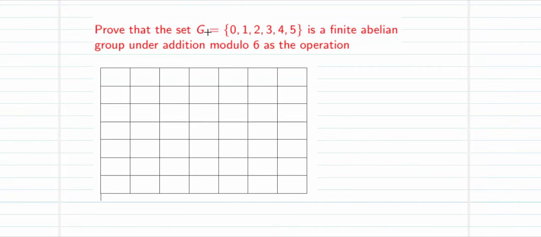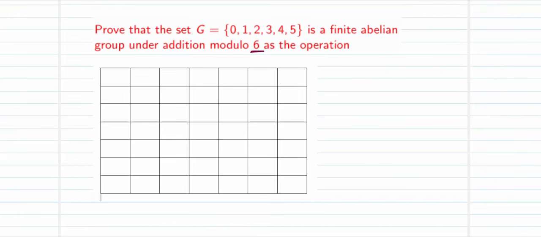Now moving on to the next problem, we have: prove that the set G, which is the set of 0, 1, 2, 3, 4, 5, is a finite abelian group under addition modulo 6. Why do we have only 0 to 5 present over here? Because when we take any addition of two elements and divide by 6, the possible remainders that will be left will only be 0, 1, 2, 3, 4, 5. If it is more than 6, it divides one more time and gives a remainder of 0 again. So the possible remainders will only be between 0 to 5.